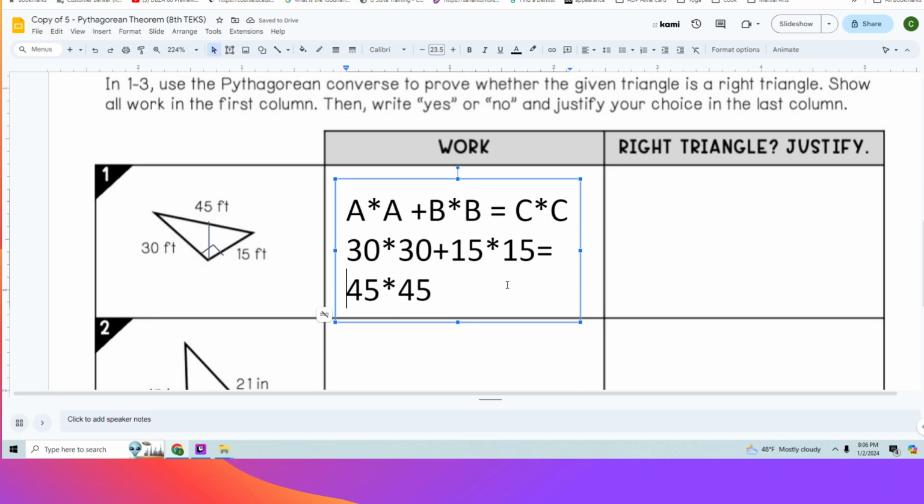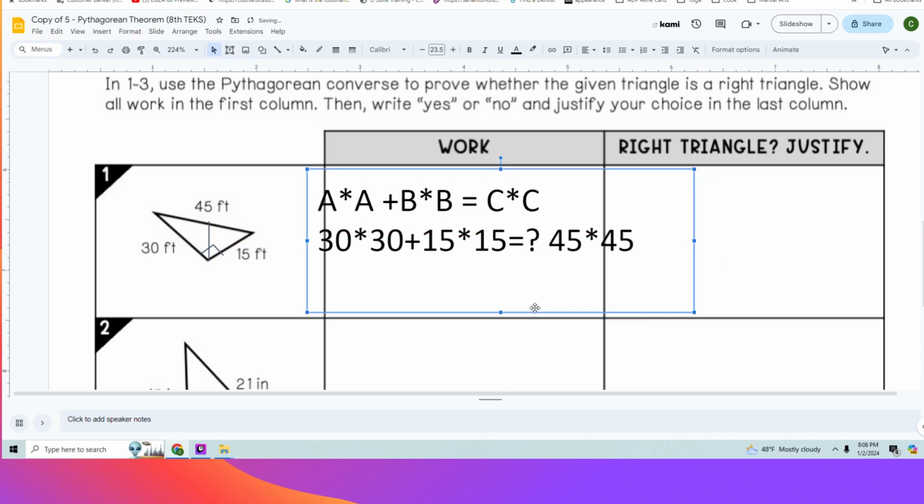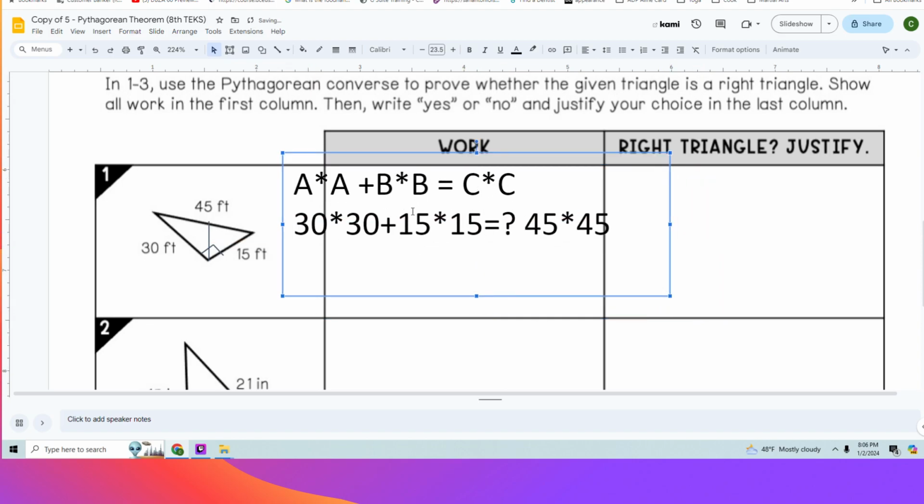So I'm going to put an equals question mark because I'm seeing if this is true or not. So I'm saying equals question mark 45 times 45 because I'm asking the question, is this thing true? If it's true, these two sides should be equal. If it's not true, what do you think is going to happen? The two sides won't be equal.